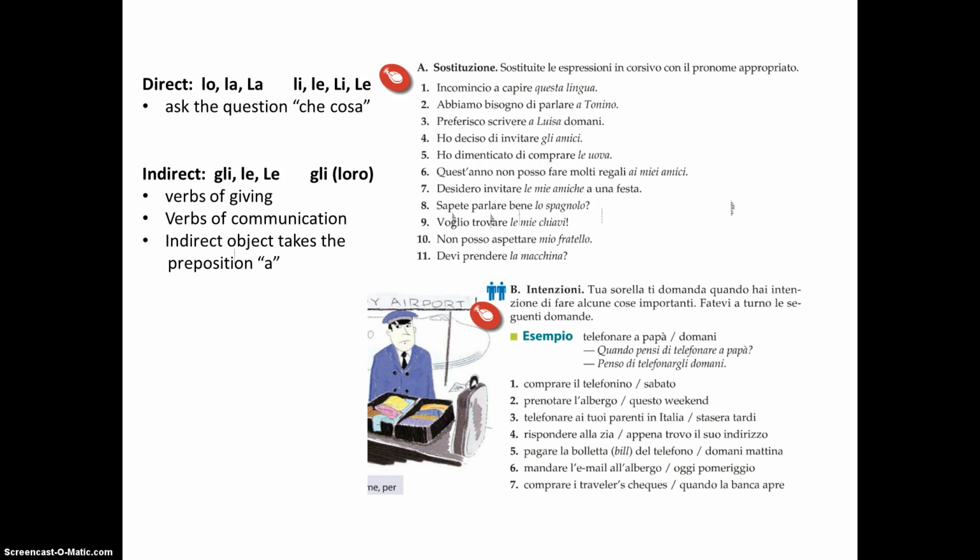So in number 1, comprare il telefonino, sabato. So you would use, just like the model, quando pensi di comprare il telefonino. So here, first thing you have to do is decide if you are dealing with a direct or an indirect object. We have the verb comprare and telefonino. Che cosa compri? Compro un telefonino. So we have a direct object. But penso di comprarlo sabato. It's lo because telefonino is a singular, masculine, direct object.